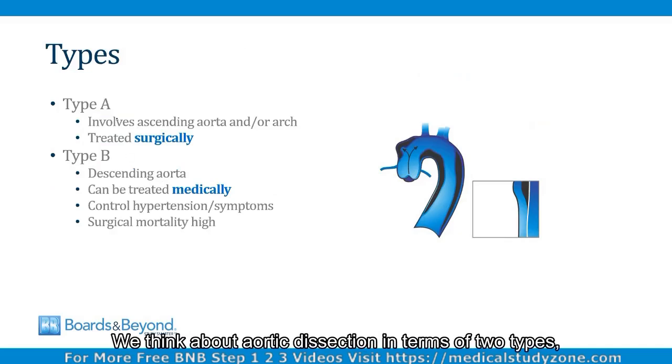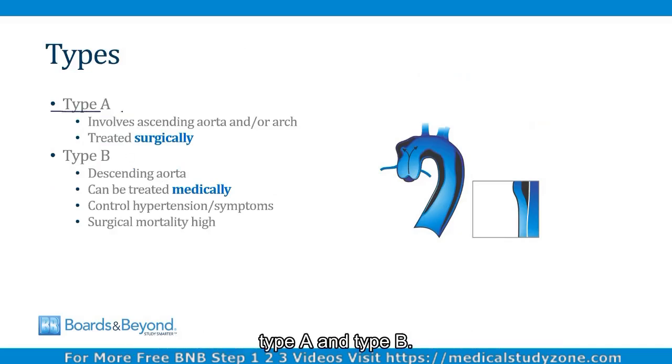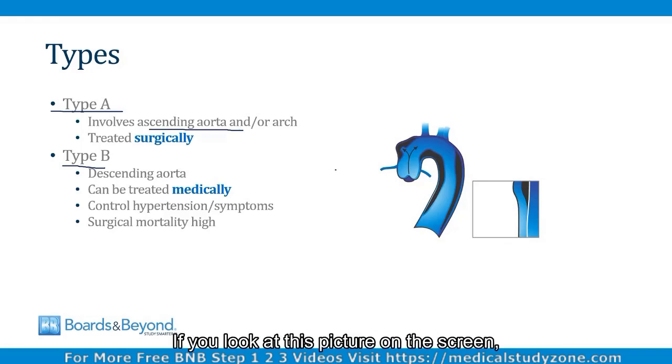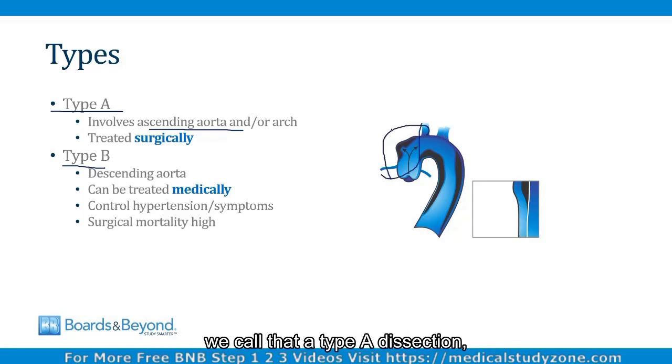We think about aortic dissection in terms of two types, type A and type B. Type A aortic dissections involve the ascending aorta and/or the arch. If you look at this picture on the screen, if a dissection involves any of this portion where I'm circling with my pen here, we call that a type A dissection. And these are medical emergencies and they're always treated with urgent surgery.